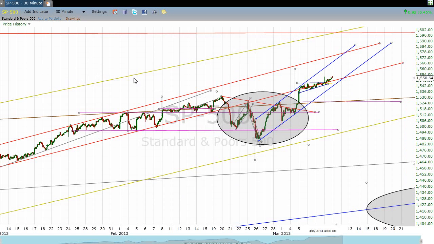Now, in all candor, I need to tell you, and hopefully I made it clear as we were looking at these patterns develop, that there was always the possibility that we could be having a left shoulder, head, right shoulder. So we had a bearish possibility from the chart, and we had a bullish possibility.